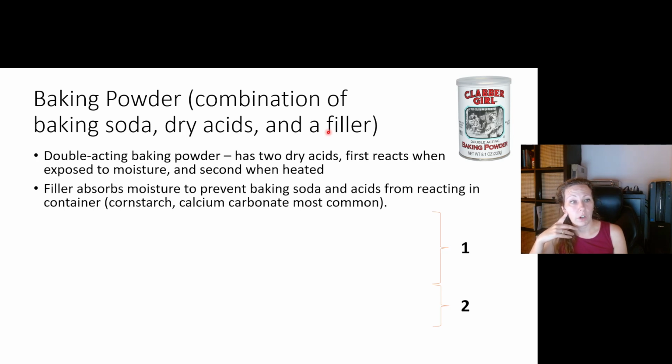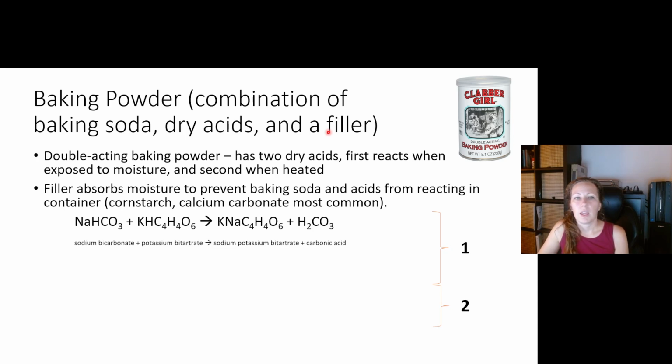Now, the filler that we use, it's actually only in the container to absorb moisture, because if you've had this baking soda and the acids in direct contact with each other, and they get wet, what's going to happen inside this can of baking powder, right? They're going to react, and then your baking powder will be useless. And so it acts kind of as a preservative. And so most commonly there's just cornstarch that is also in your baking powder to do that.